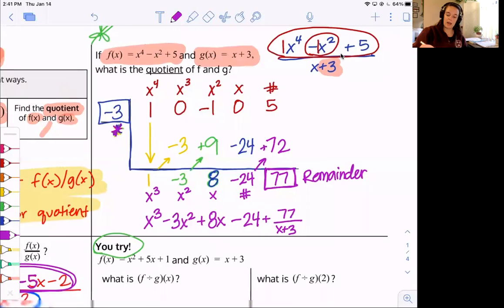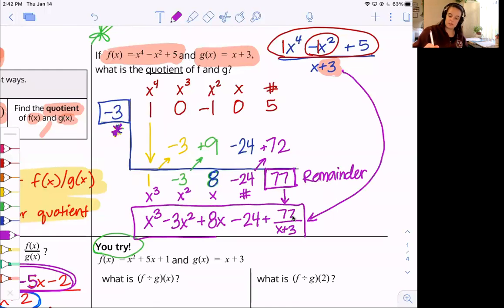So to show our remainder, we put that number on the top, and then we still have the denominator on the bottom. So this is my answer here. I have x to the third minus 3x squared plus 8x minus 24 plus the remainder.